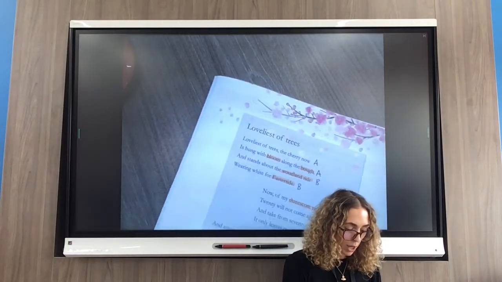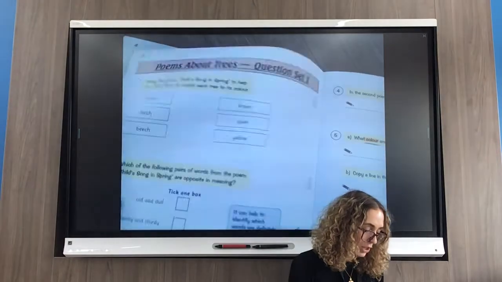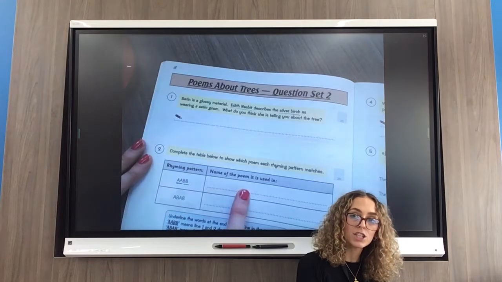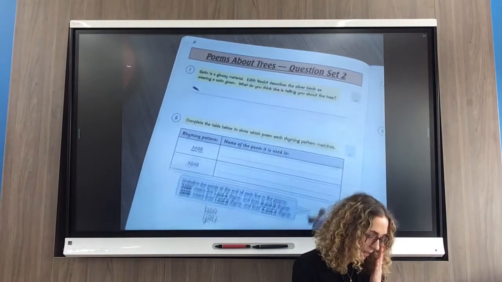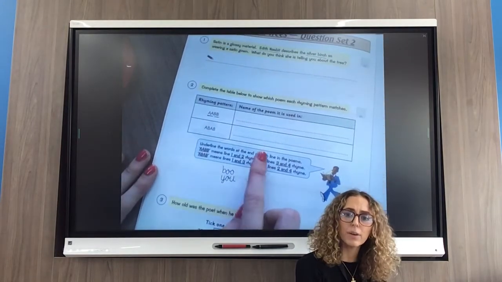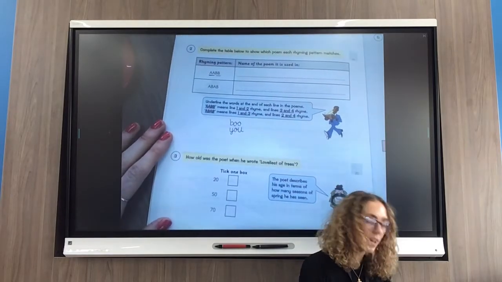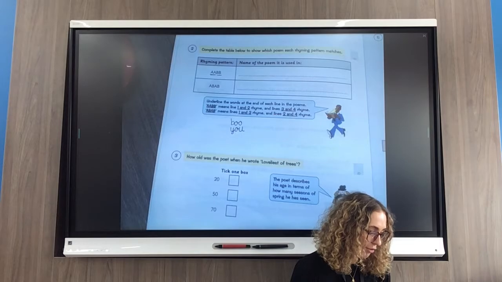Okay, so if you go back to your table now, make sure you write the title of the poem and match it to the correct rhyming pattern. So have a good go at that one. That one is quite difficult, Year 3, but I know you can do it. Okay, and question number 3.